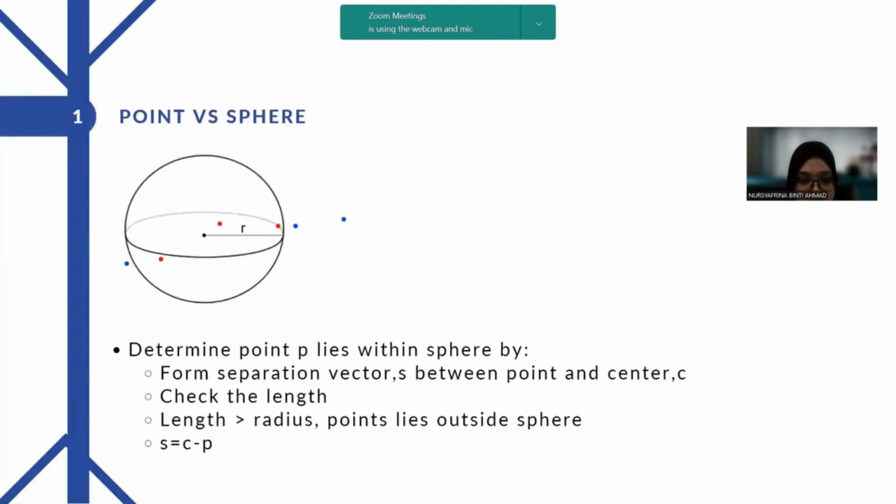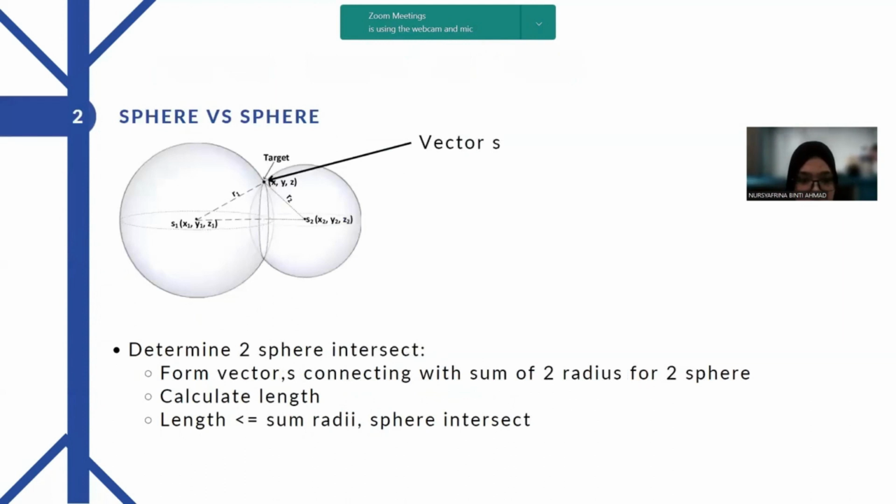How can we check the intersection in shape? The first way is point versus sphere. So you need to form the vector S between the origin and any point. If the length is bigger than the radius, the point lies outside the sphere. Next is sphere versus sphere. So you need to do like the previous step, which is to form the vector and then sum the two radii. If the vector length is smaller than the sum of the radii, the shapes intersect with each other.